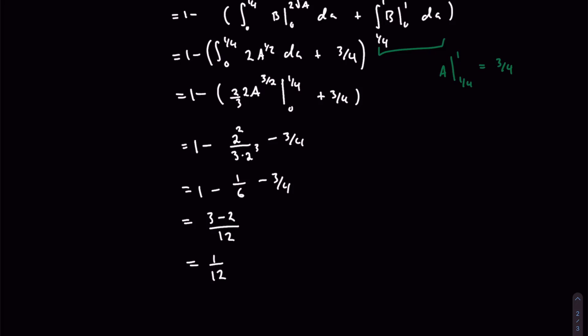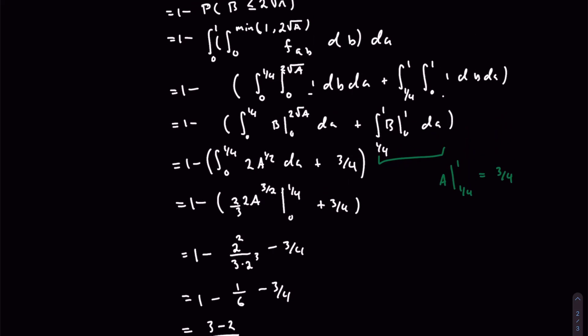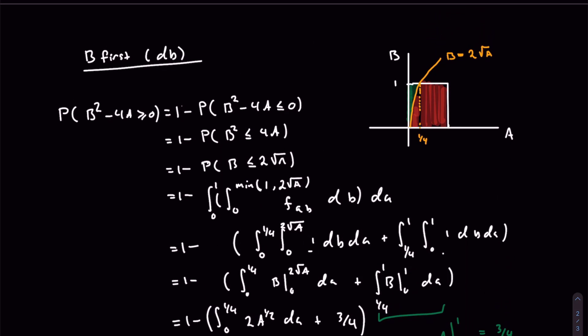So I skipped the little parts here in the calculation, but you can basically verify that this will end up being 1/12. And that's a nice reassurance that we have gotten the same answer by looking at the full probability and integrating first over this region, and then basically taking 1 minus the complement of that region.